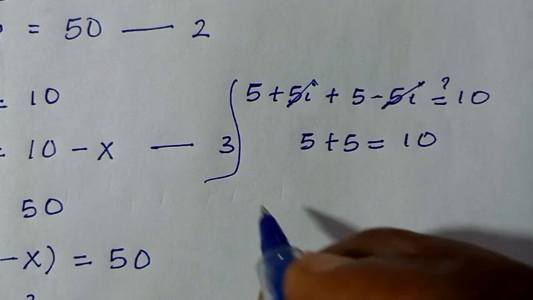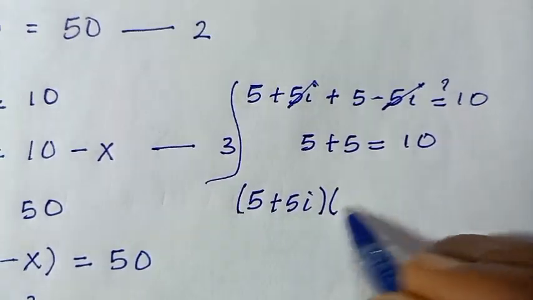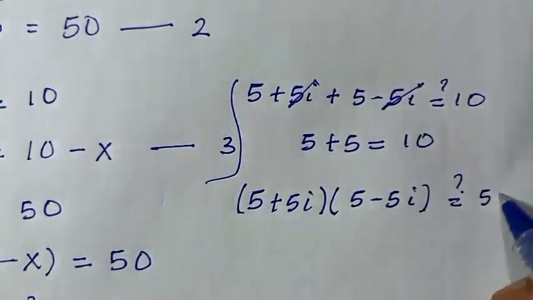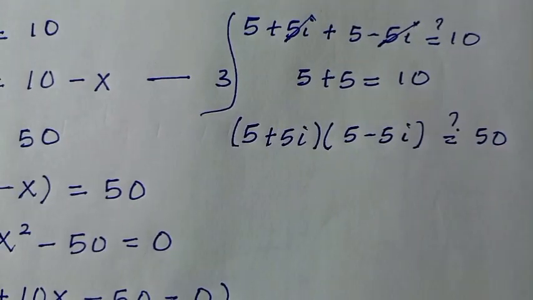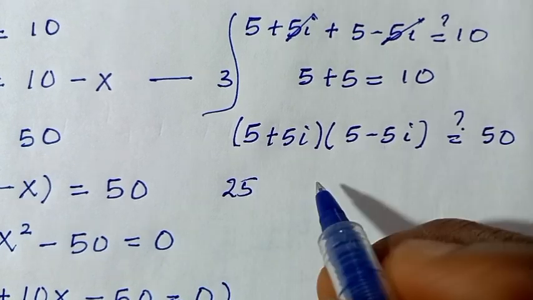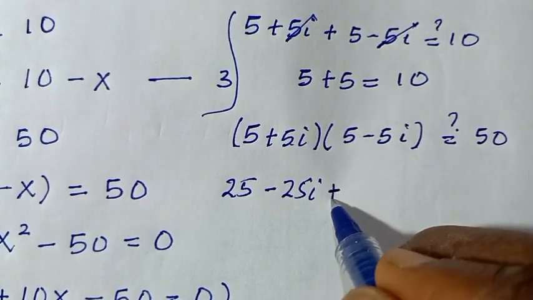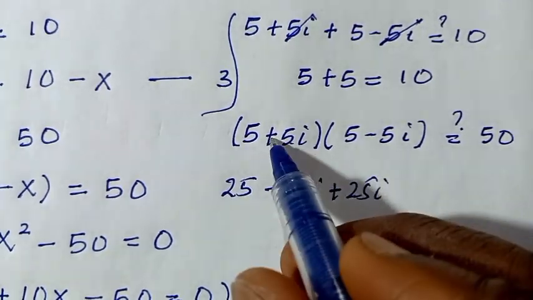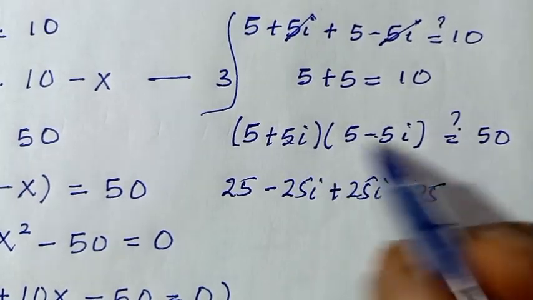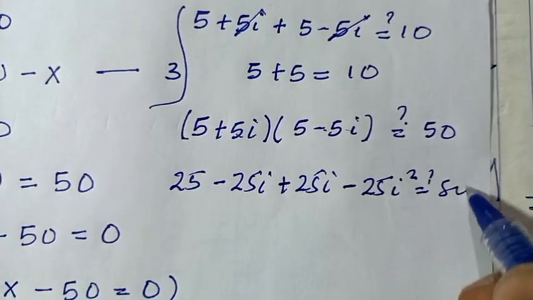And also for the second one, we have 5 plus 5i multiplied by 5 minus 5i. We want to check if this equals 50. From here, 5 times 5 is 25. And 5 times minus 5i, we have minus 25i. So 5i multiplied by 5, we have plus 25i. Here plus times minus is minus. And 5i times minus 5i, that is minus 25 i squared.